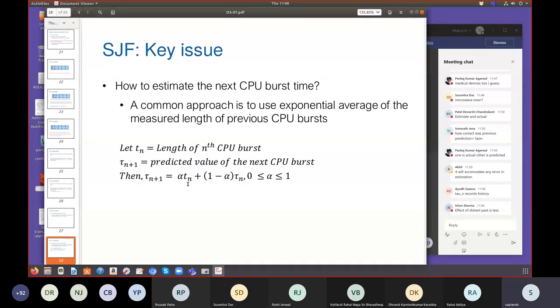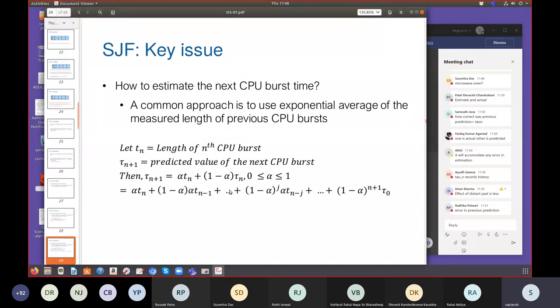Right. So what Ayud and Ishan, or Radhika, are telling, they are closer to what I was looking for. If you expand this, then you will get something like this, right? Because tau n was the estimate of the previous time. Now we are trying to estimate tau n plus 1. Tau n was our previous estimate, so if you expand out tau n, now you will get something like this.